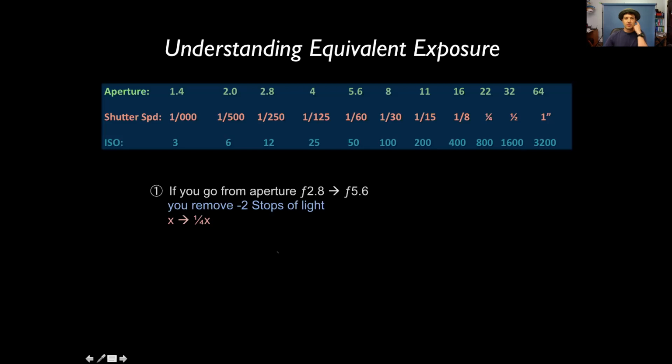So let's think about this. And this time, I'd like you to see if you can figure this out for yourself. So here we have the aperture scale and the shutter speed scale and the ISO scale all stacked together for the purpose of understanding this. If you go from aperture f2.8 to aperture f5.6, you're going to be removing 2 stops of light, right? So you're going from f2.8 up here to f5.6. It's getting smaller, and we're removing 2 stops of light. That's the same as reducing it by a quarter.